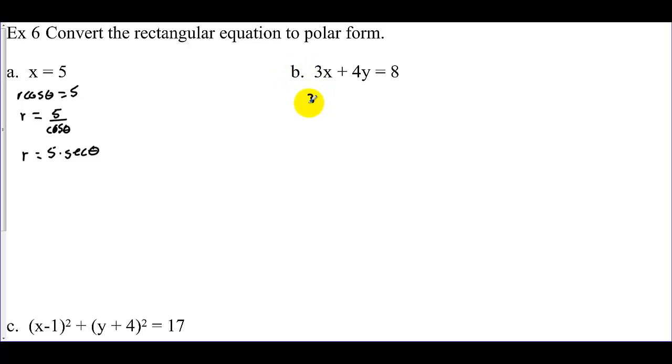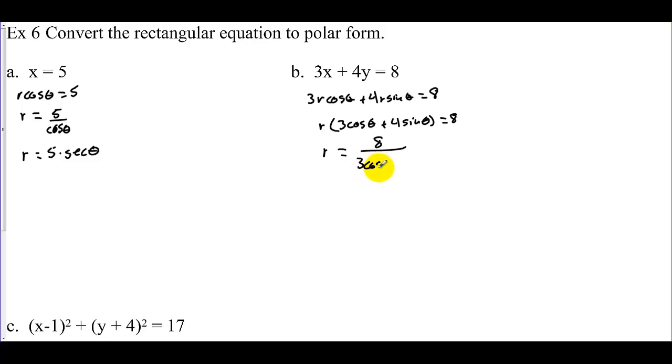On letter B, we have 3r cosine of theta plus 4r sine of theta equals 8. And we can factor out an r. We have r times 3 cosine of theta plus 4 sine of theta is equal to 8. And now we just do a little division, and that's all we're going to be able to do to this one. So we have r equals 8 over 3 cosine of theta plus 4 sine of theta.